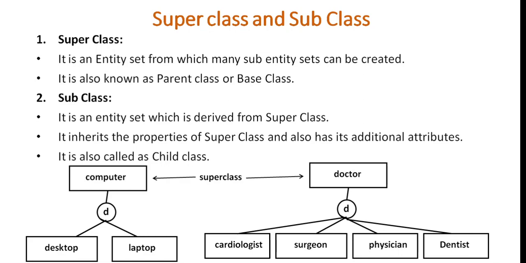These are the common properties, and they also have some additional attributes, or different values for some attributes. That's why desktop and laptop are different from each other. So computer is a superclass and desktop and laptop are the subclasses of that entity. This superclass and subclass relationship is denoted by a D written in a circle.